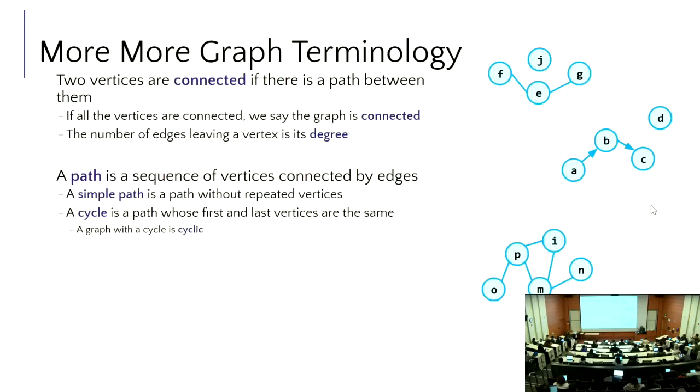A simple path is a path without repeated vertices. A cycle is a path whose first and last vertex are the same. So for example, maybe I wanted to figure out, can I go from N all the way back around to N again without repeating any things? Is there a cycle in my graph?